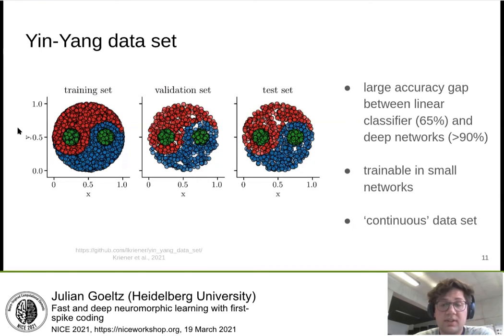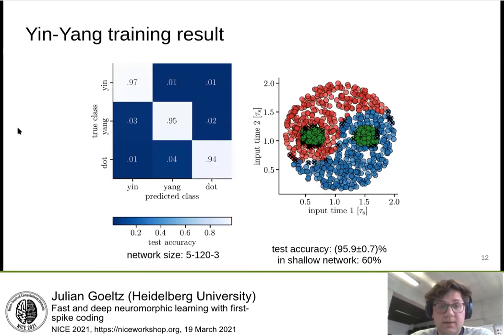This is a very small dataset that is very suitable for neuromorphic hardware. It features a large gap in the accuracy between what a nonlinear classifier and a deep network can achieve. And this allowed us to train the spiking neural network in detail and to study the mechanisms of this network. And the three examples that I just showed you were samples from this YinYang dataset.